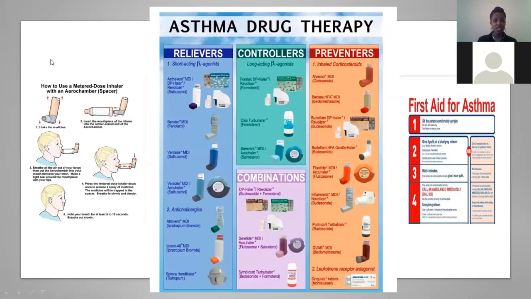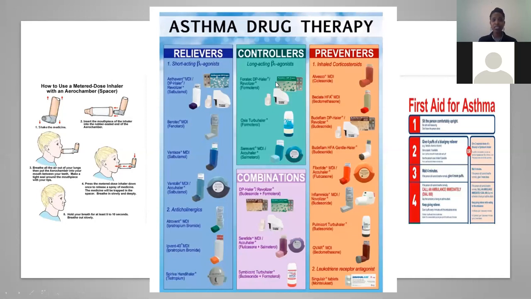How to use your metered dose spacer. You shake the med, insert it into the mouthpiece. Okay, then breathe out with all your lungs. Now this is the thing. This is a kid, a 3-year-old. You can't tell them to breathe out everything, it's not going to work that way.